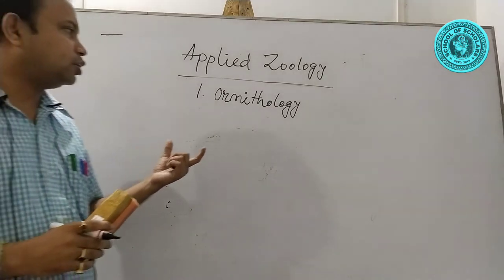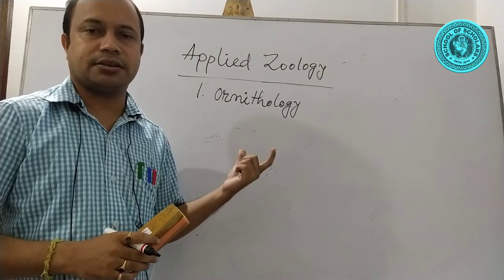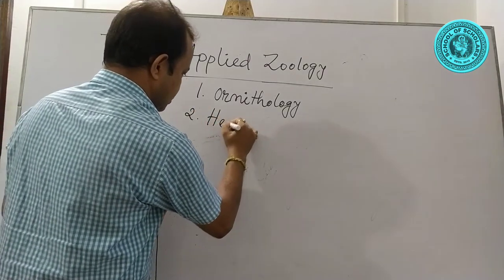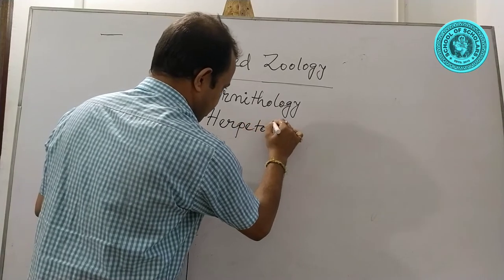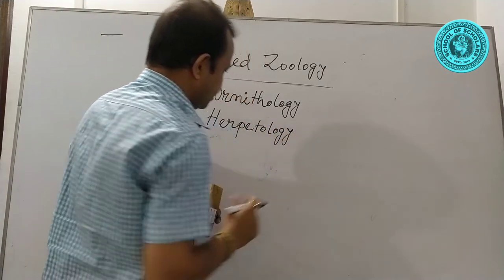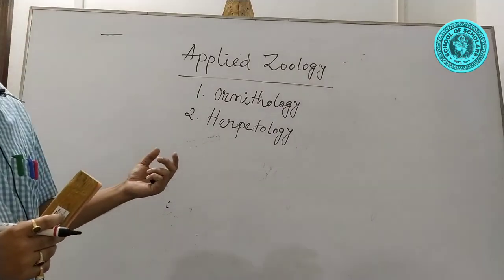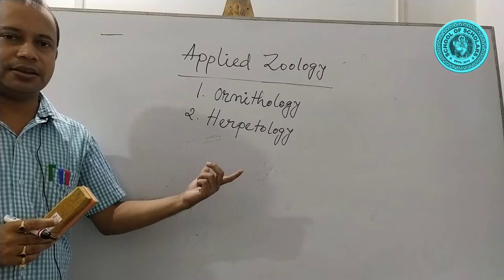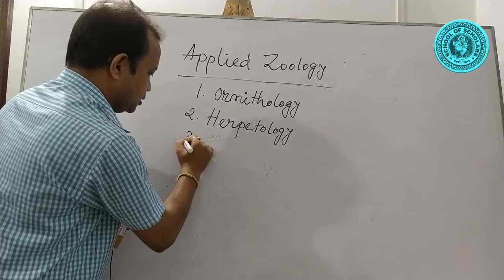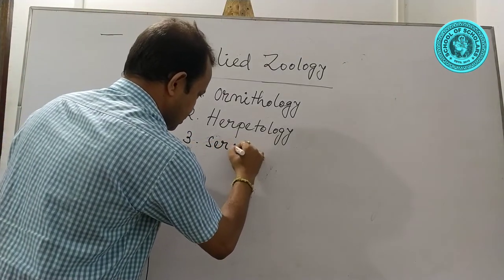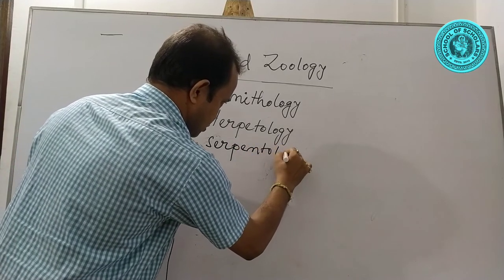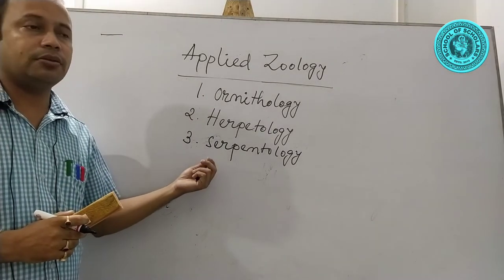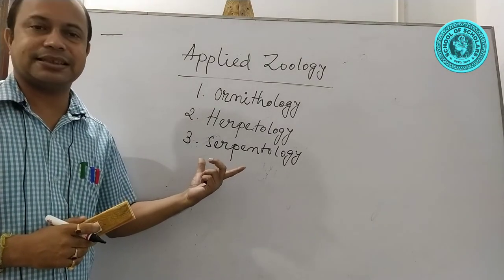ornithology. Ornithology is the study of birds. Next, herpetology. Herpetology is the study of amphibians and reptiles. This branch, serpentology. Serpentology is the study of snakes.